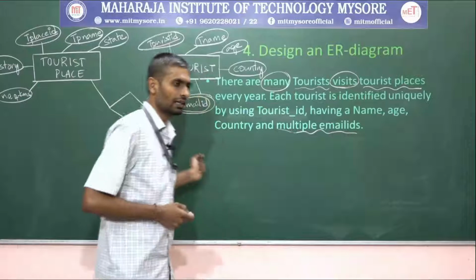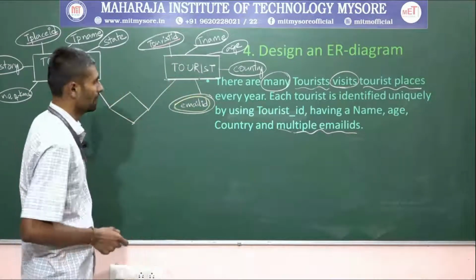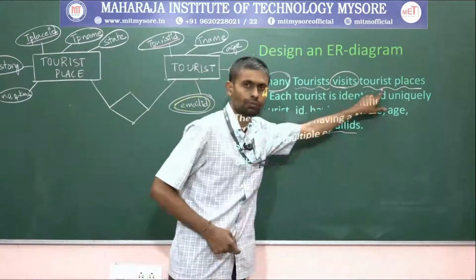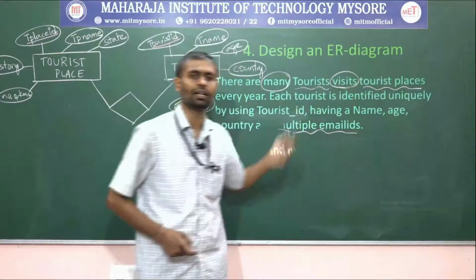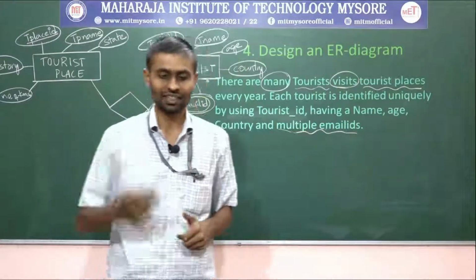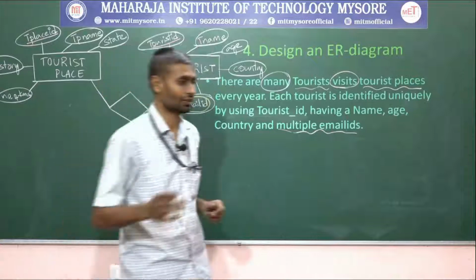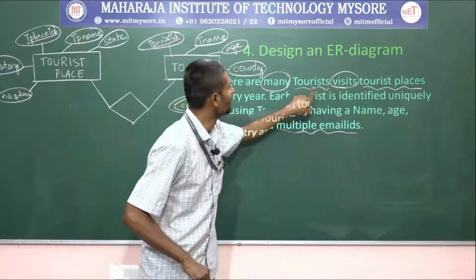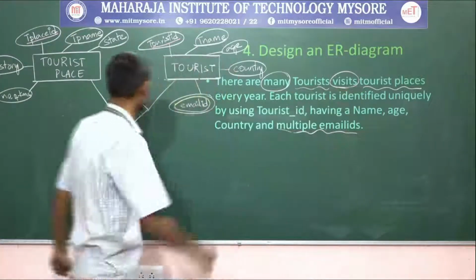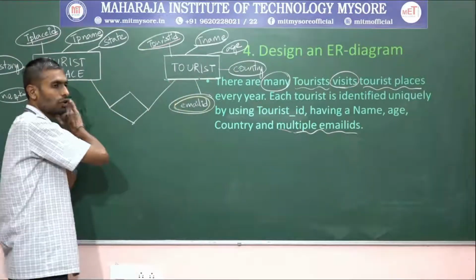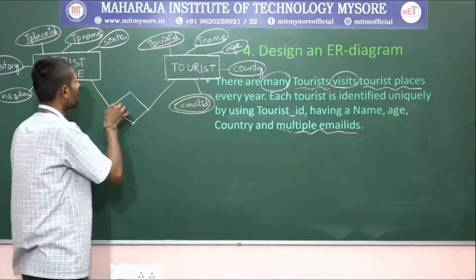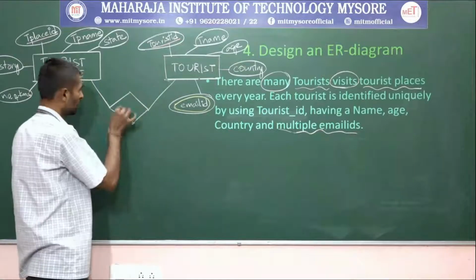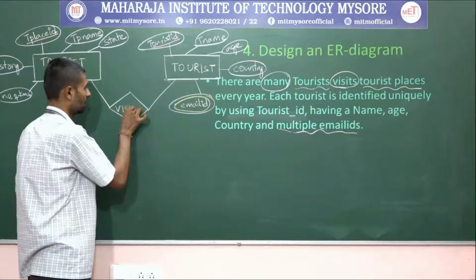So for that, either I can say tourist visits tourist places, or tourist place is visited by tourists. That is what we call active and passive voice. Tourist visits tourist places. Now, when I want to read it from left to right, sorry, tourist place is visited by tourists. That is also the same.